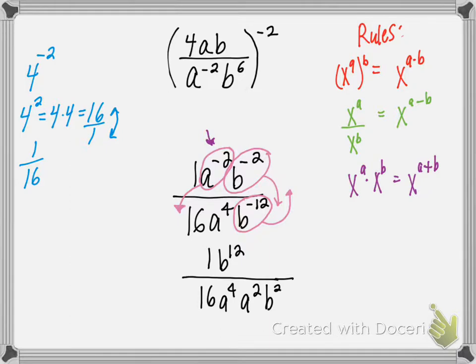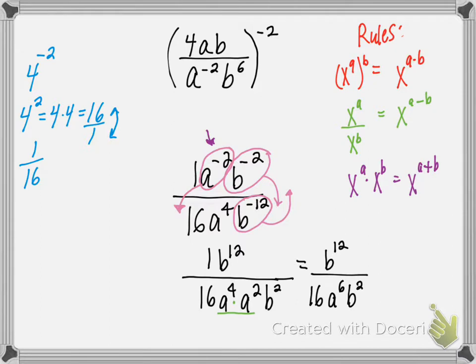So from here, I'm going to simplify my denominator first. So I have b to the 12th in the numerator, 16, and the thing I noticed first was that these have the same base, and I'm multiplying. If they have the same base and I'm multiplying, I'm using this rule right here, which says you're going to be adding the exponents. So if I add 4 plus 2, that would give me a total of 6. So this is a to the 6th, and then b to the 2nd.